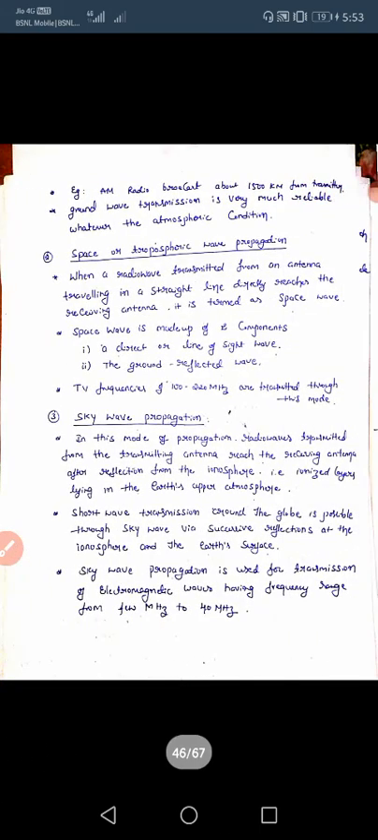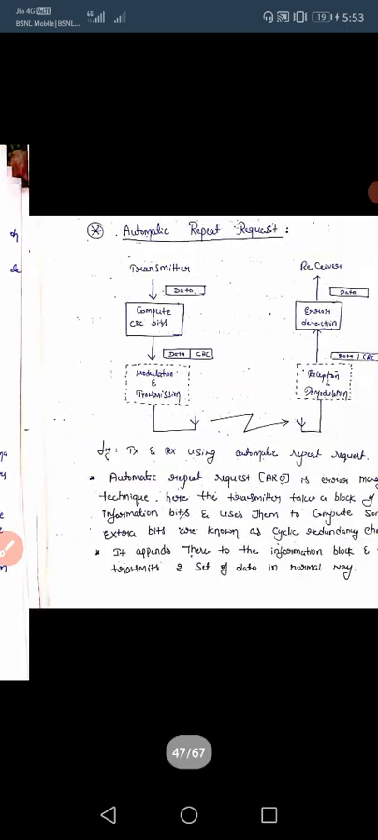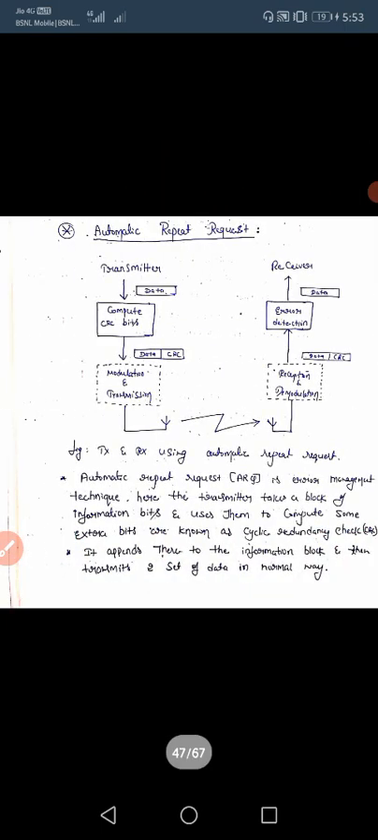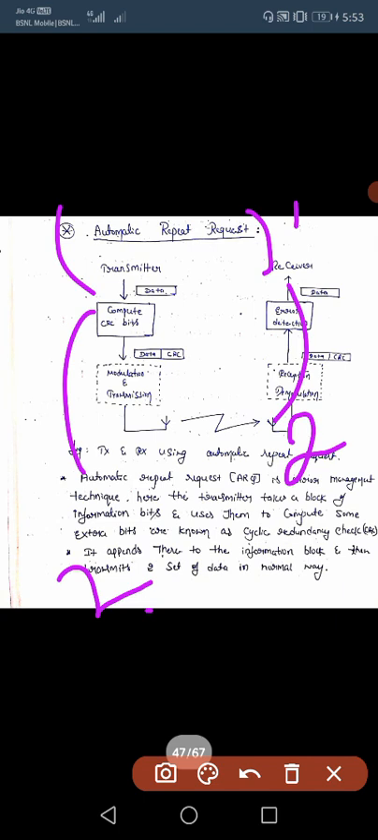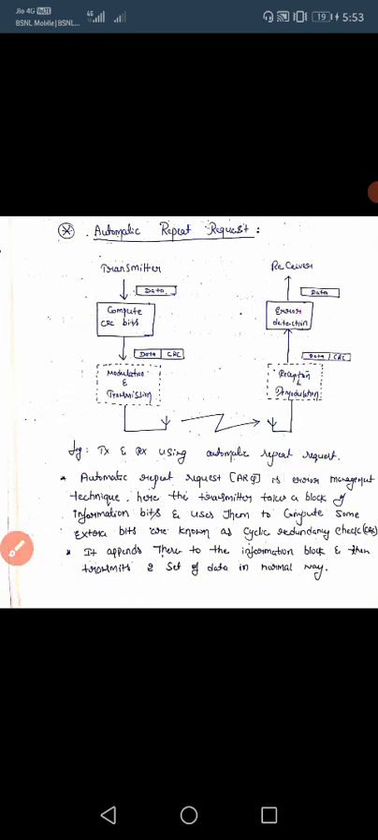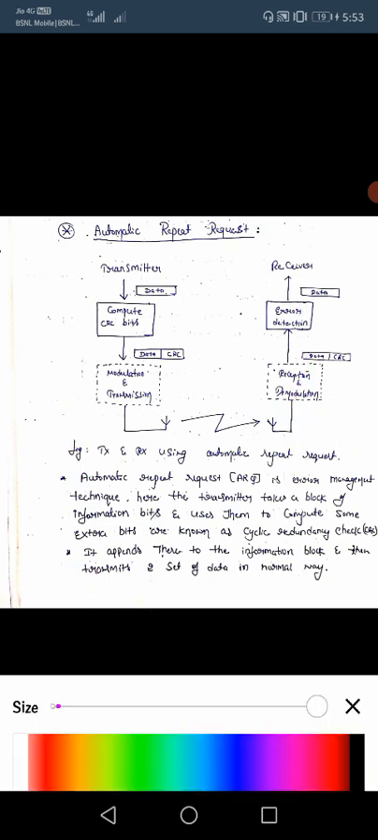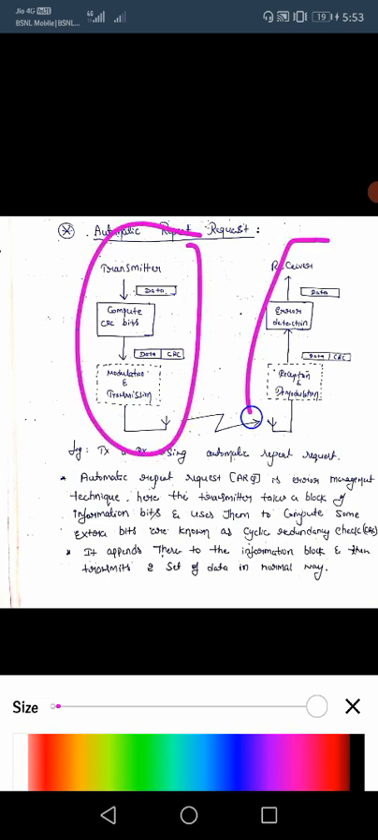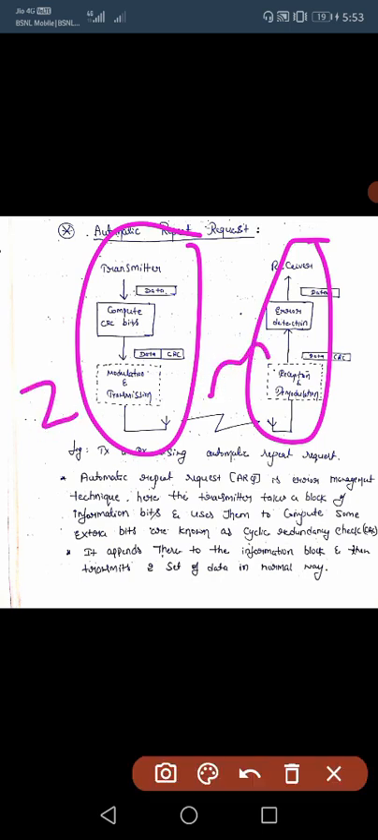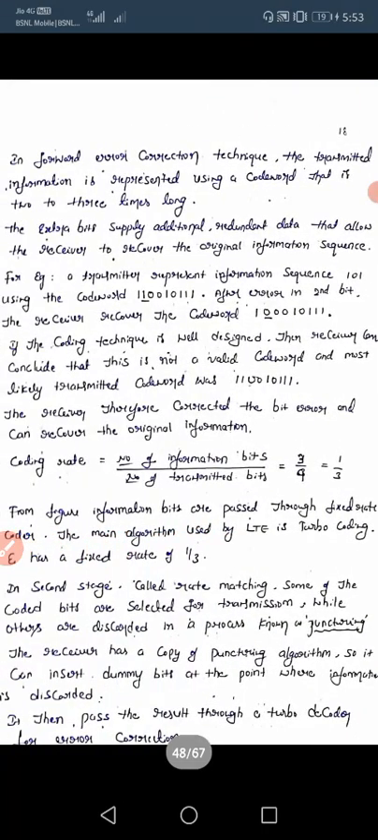Next is, with a neat block diagram, explain transmitter and receiver of automatic repeat request. This is the answer you should write. On the transmitter side, you compute the CRC bits, cyclic redundancy check bits, modulation, transmission; you should write the transmitter block and receiver block. Probably the diagram will carry 2 to 3 marks, then the explanation will carry another 3 marks. That's what the explanation is about: how the bits are going to be corrected.